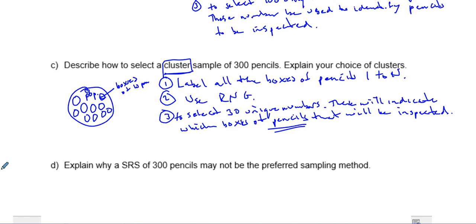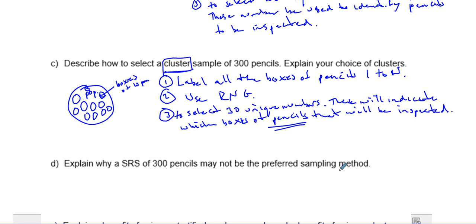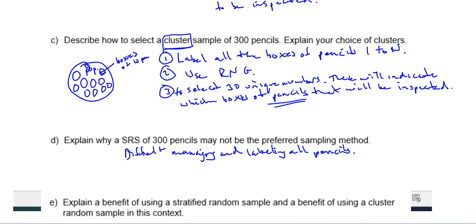Now, explain why an SRS of 300 may not be preferable method. Well, that would be very tough. Labeling all the pencils and then trying to identify and keeping those straight, that would be very, very difficult. And so maybe not something we would do. So it's difficult, managing and labeling all pencils. So that might not be the best option to do.